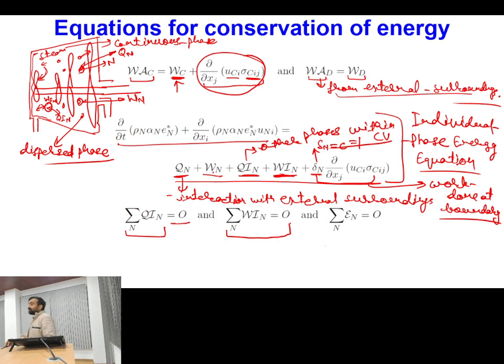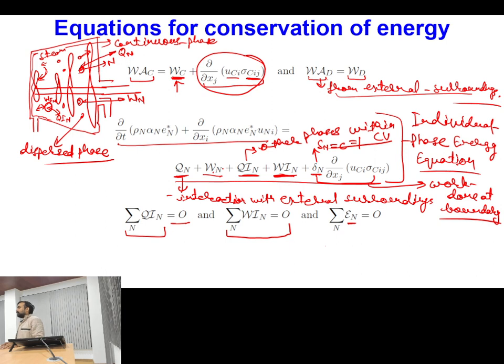So this way, when you do the summation for all the phases, the summation of Qin will be 0, and the summation of Win will be 0. In a similar way, if there is epsilon n, meaning any other type of energy interaction between the phases, that also ultimately will be equal to 0. Is this point clear? But can this Qn and Wn be 0? No, because these are coming from outside.